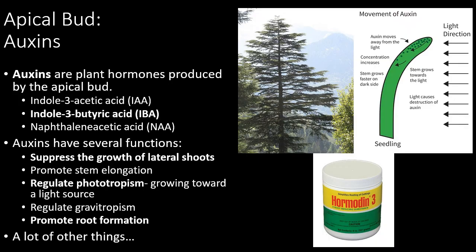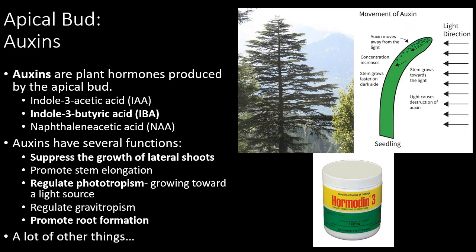Auxins do one more very, very important thing. I've briefly mentioned that the auxins are produced in the apical bud and that they flow down the stem. They do go all the way down to the roots, and they actually promote root growth at the root tips. And we can take advantage of that function of auxins to root cuttings.